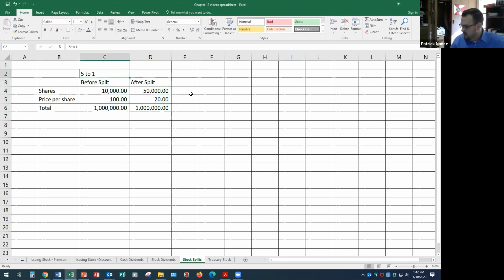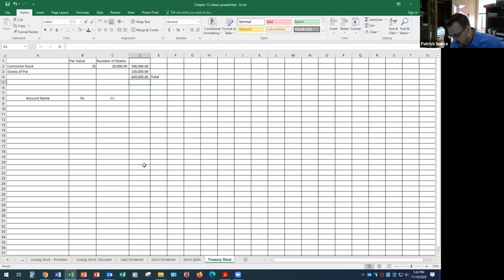If I was say a 2-to-1 stock split, for the same example, then I would end up after the split having 20,000 shares of stock. And I divide this one by 2 at $50 per share, and again end up with the same overall value.